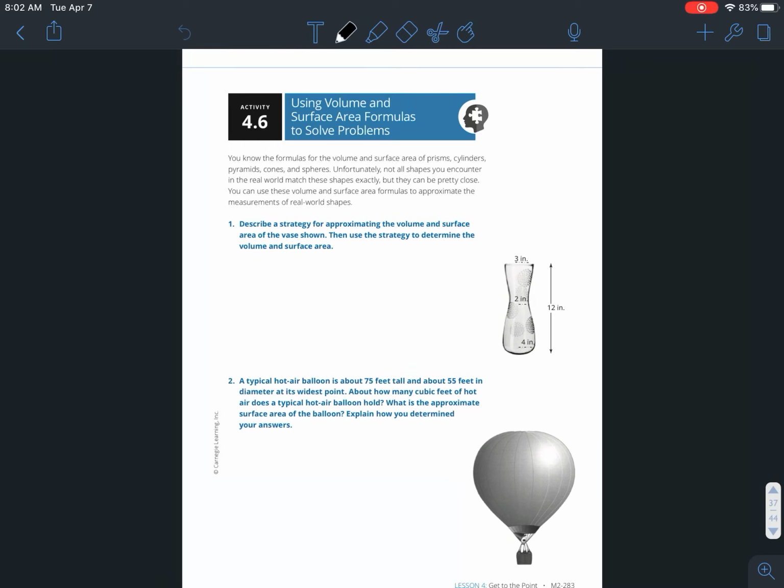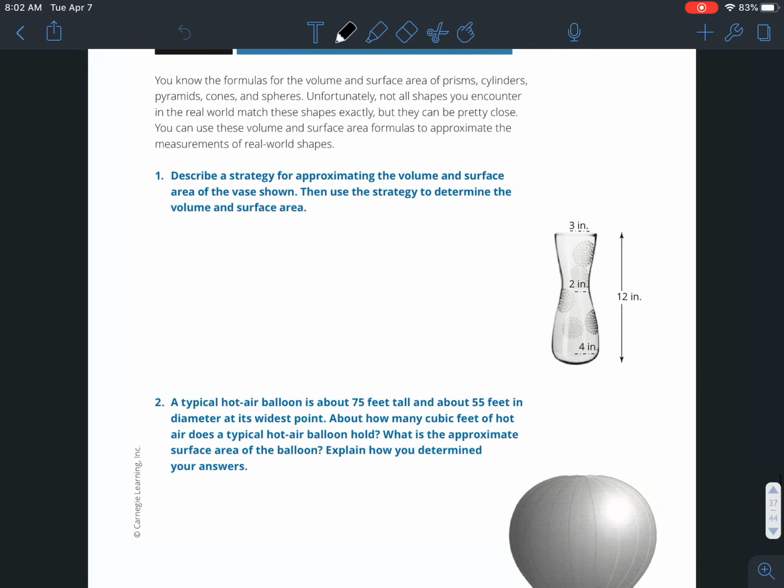So looking at this first part here, you know the formulas for the volume and surface area of prisms, cylinders, pyramids, cones, and spheres. Unfortunately, not all shapes you encounter in the real world match these shapes exactly, but they can be pretty close. You can use these volume and surface area formulas to approximate the measurements of real world shapes.